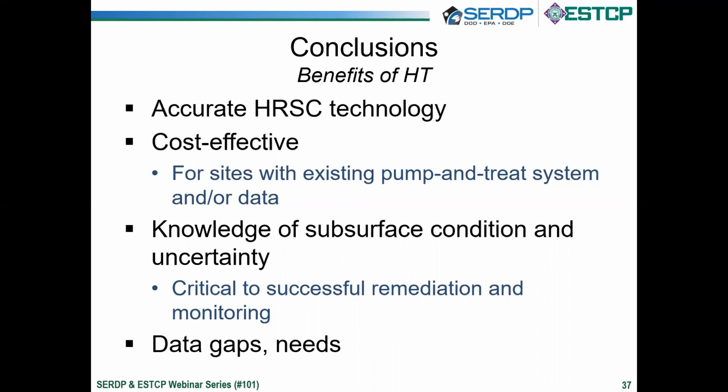To summarize, we demonstrate that the hydraulic tomography is a very cost-effective, high-resolution site characterization technique, especially when you have an existing pump and treat system in place. And the information from hydraulic tomography will be very useful to develop a reliable remediation plan, or even for long-term monitoring. And at the same time, you can identify area where you have a large data gap, a need to further characterize the site. You can use reliability as a measure to gauge the value of additional information collection.